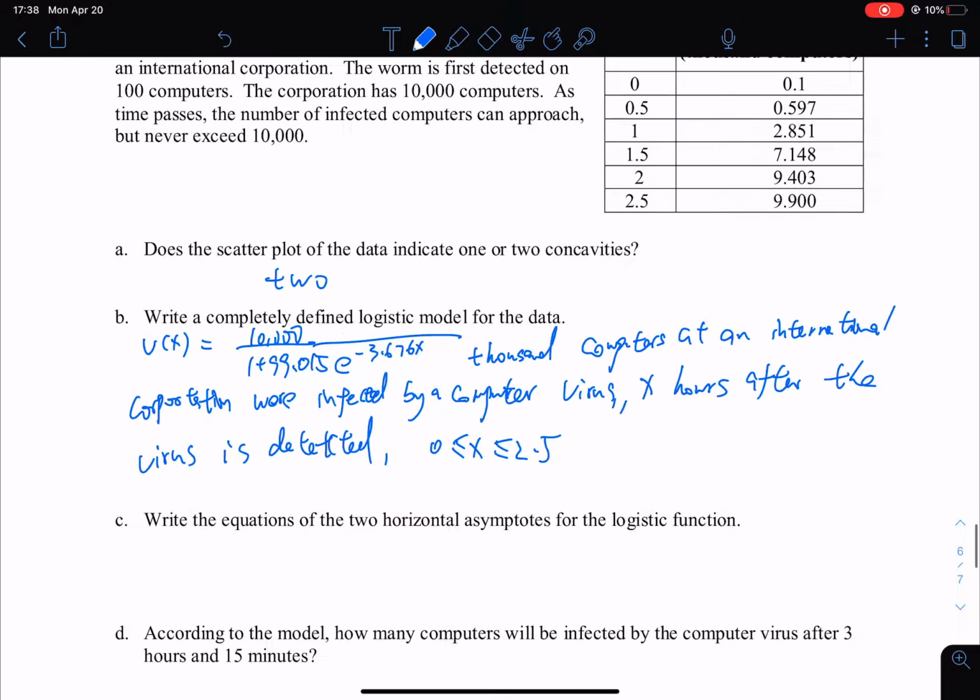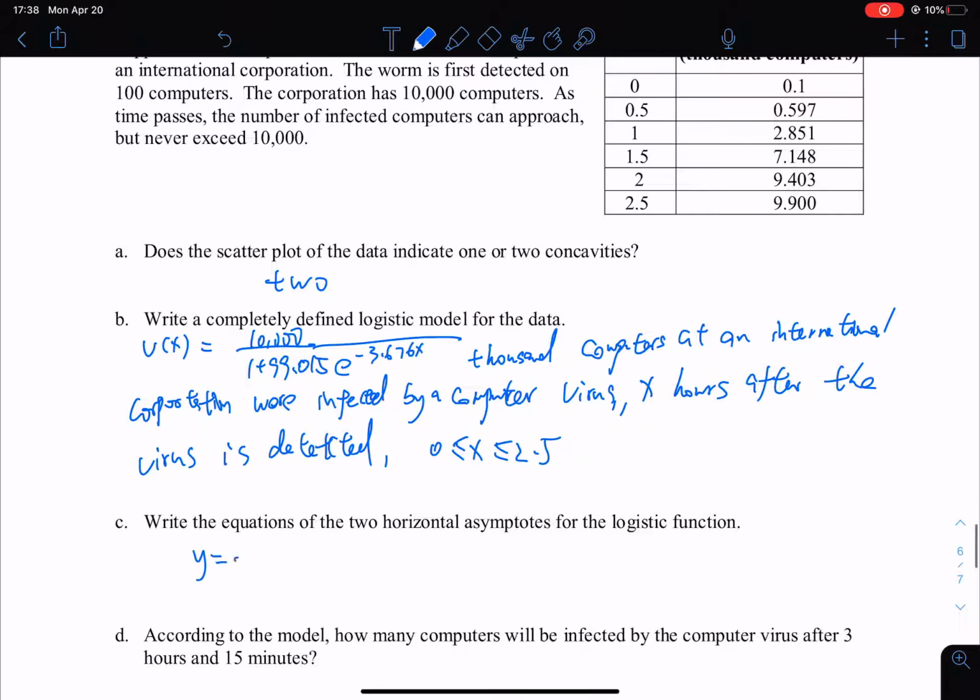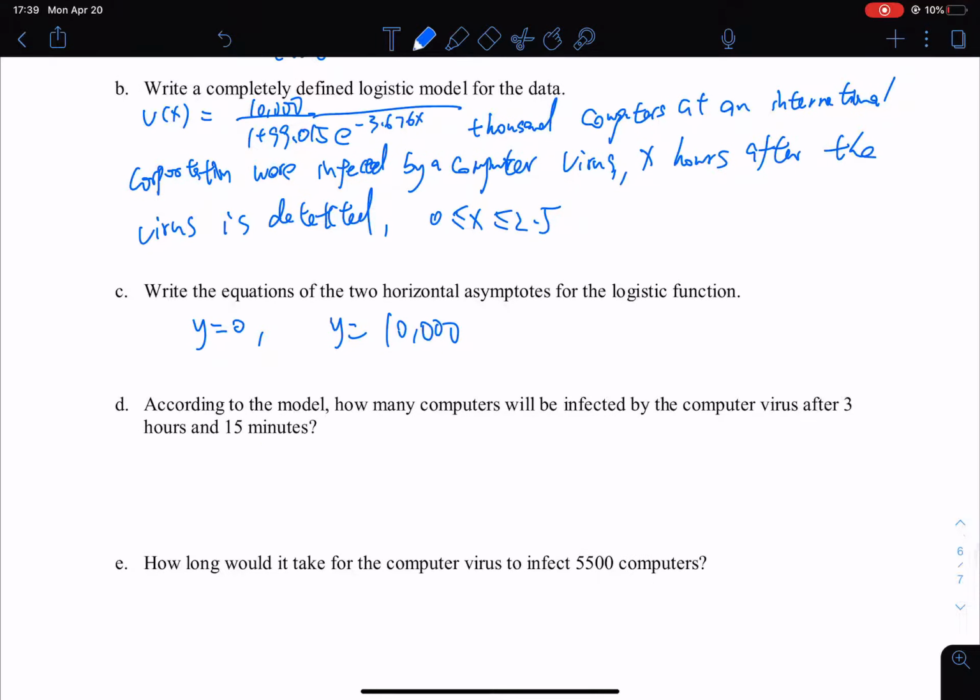And the next one, write the equation of the two horizontal asymptotes. One is always y equals 0 as long as this is a logistic model, and the other one is y equals the numerator, which is 10,000. And the next one, 3 hours and 15 minutes later, it will be 9.994, and the unit is 1,000 computers.